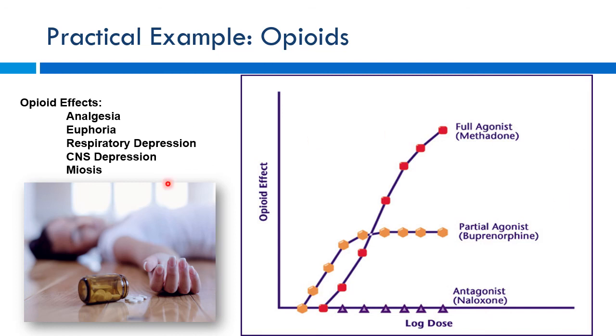So anyway, if you were to look at the opioid effect and the dose that we're administering here, you can see that it doesn't matter how much naloxone I give, how much opioid effect do I see? Zero, right? Because it's never going to activate that receptor. It's always going to sit there and block it completely.